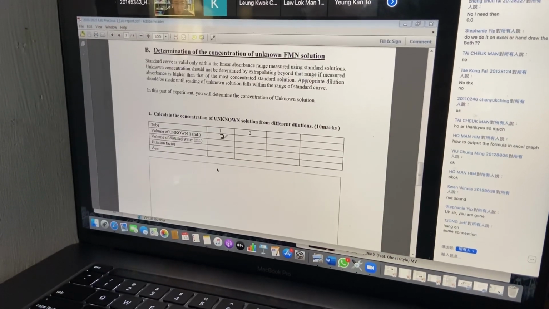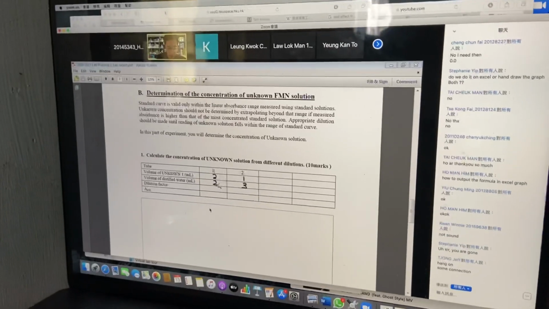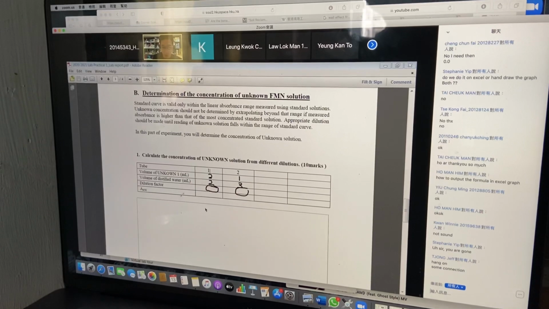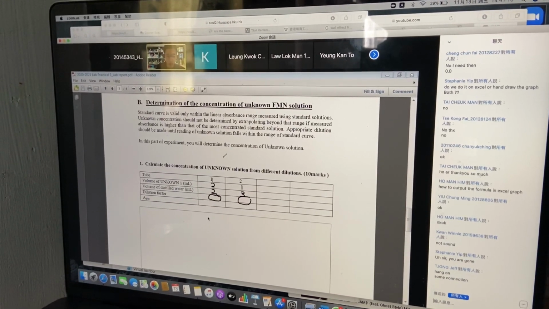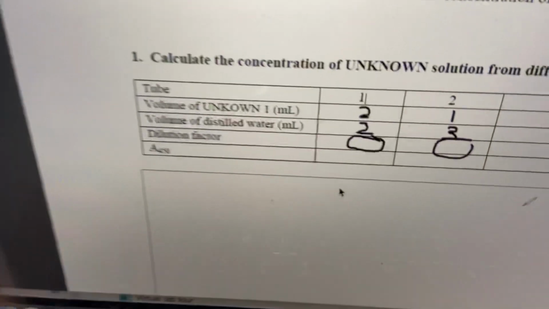Is 2, is 1, 3, and you need to fill in the dilution factors by yourself. So you need to do it by yourself, and you have already copied down the figures. Now the next step is you need to show your calculations at this blank, at this space.